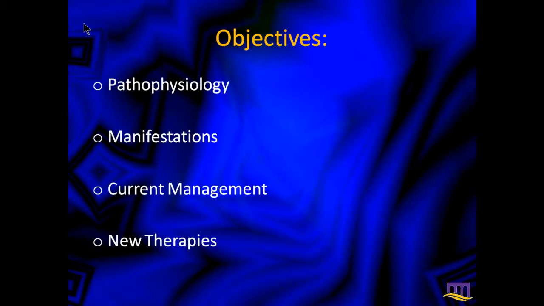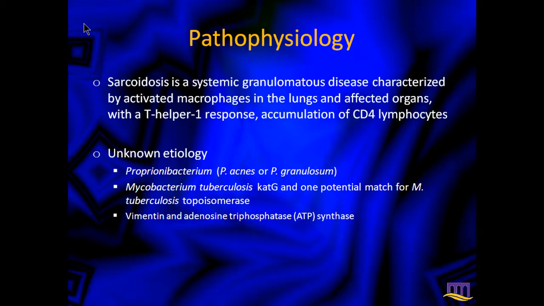So, just to refresh some of our memory, sarcoidosis is a systemic granulomatous disease. It is characterized by activated macrophages in the lungs and affected organs. As you well know, it not only affects the lungs, but it commonly does. It has a Th1 phenotypic response and therefore has CD4 positive lymphocytes accumulated. Its etiology is truly unknown.